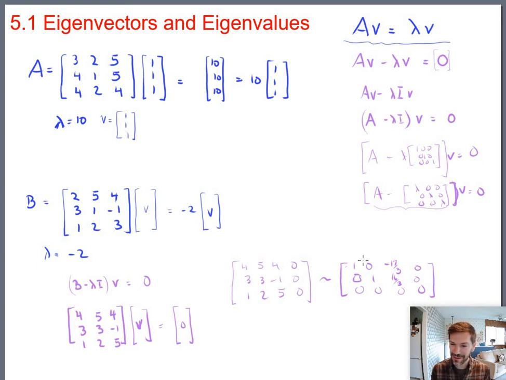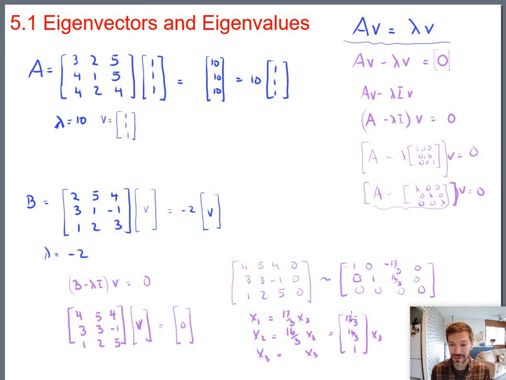Okay, so let's take a look at what our equations would translate into down here. The first one would say x1 is 17 thirds times x3, and the next one would say x2 is 16 thirds times x3, and the last one would say x3 is x3. So the eigenvector that corresponds to negative 2 is any multiple of 17 thirds, 16 thirds, 1.